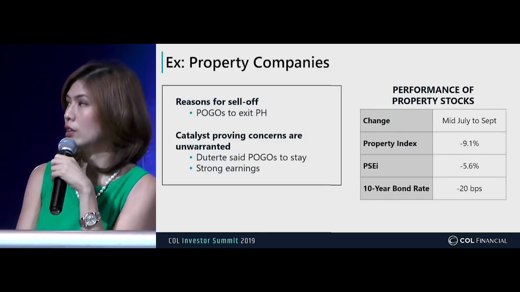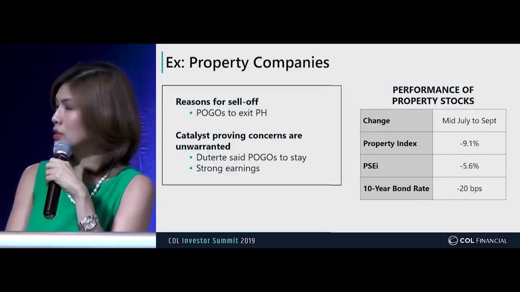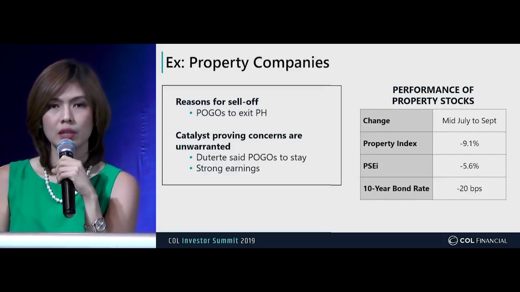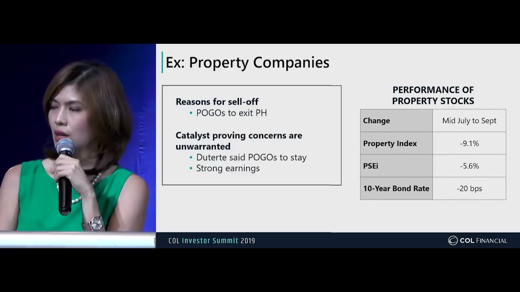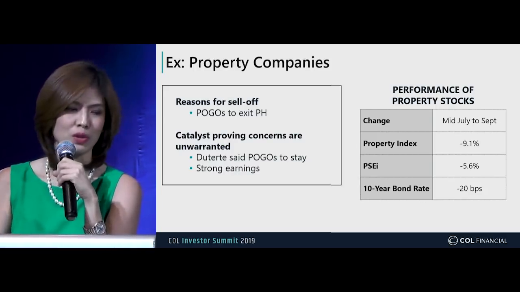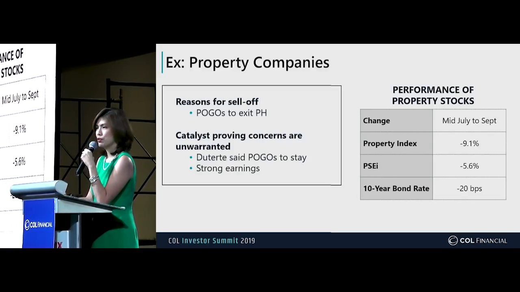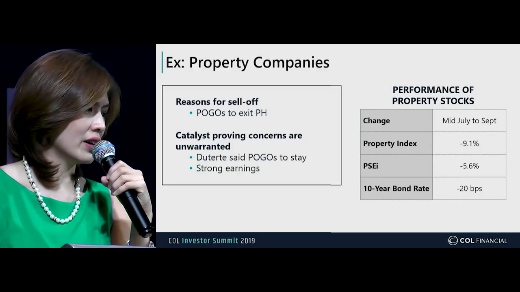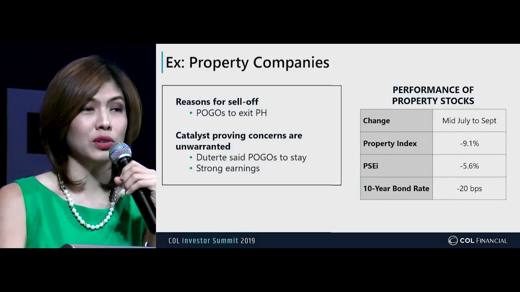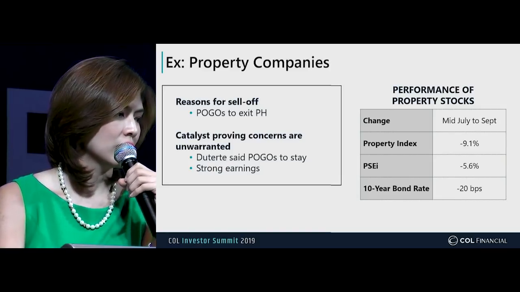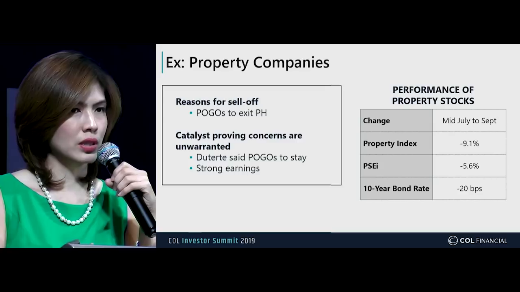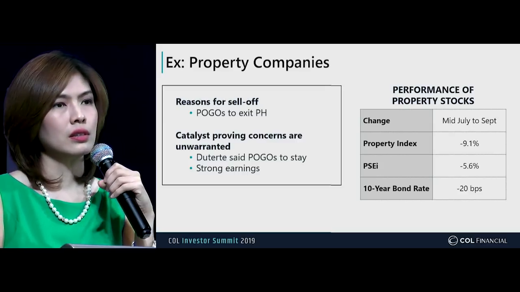And then, another example would be property companies. So recently, the property companies were sold off because of POGO concerns that they would exit the Philippines. However, we feel like these concerns are unwarranted because Duterte already said that he wants POGOs to stay. We need POGOs.